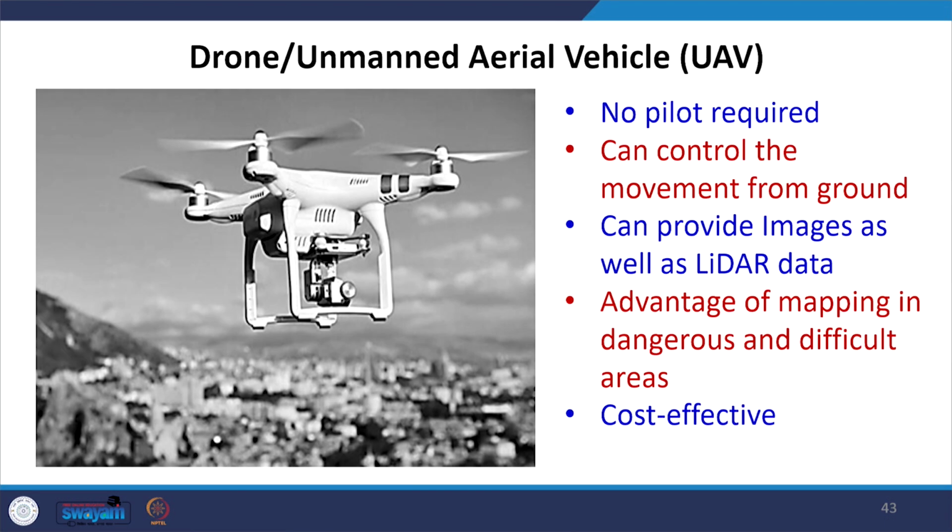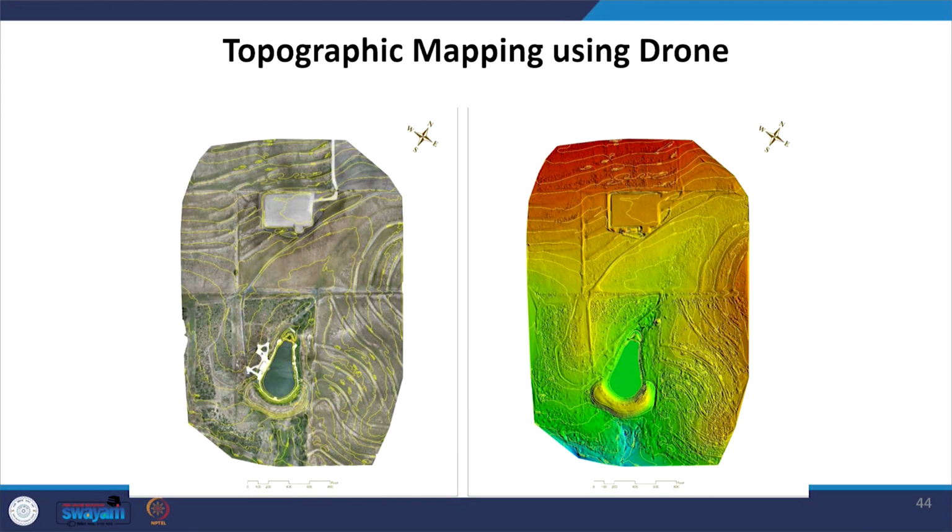Then there is drone technology, also called unmanned aerial vehicle, where no pilot is required. You can control the movement from the ground and take images from the camera or point cloud data from the LiDAR sensor. The advantage is that we can carry out mapping in dangerous and difficult areas. This is one of the cost-effective methods for collecting data for mapping purposes. This, for example, is topographical mapping carried out from a drone survey. This is the 3D model created there, and on this area you can see the yellow contour lines. So, we can very easily carry out topographic mapping and update new features at regular intervals.